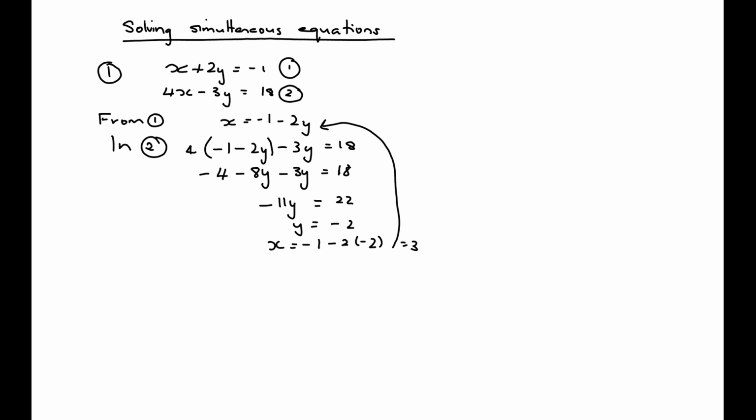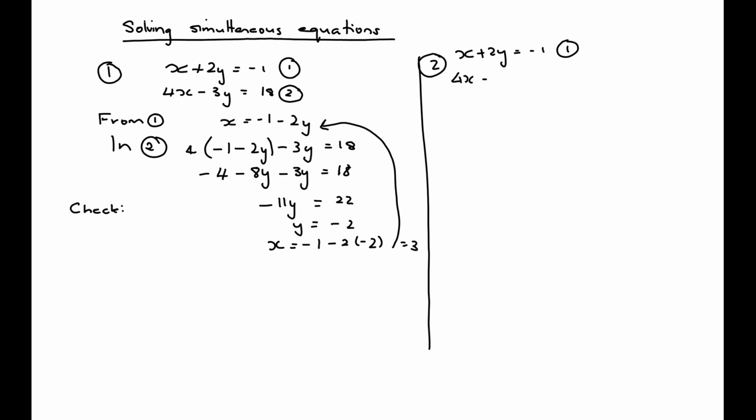Now you should always check these, and we've used equation 1, so probably we should put it back into both of them just to give it a bit of a check. Okay, let's have a look at using elimination for the same equations. So we've got the same x plus 2y equals -1, and 4x minus 3y equals 18.